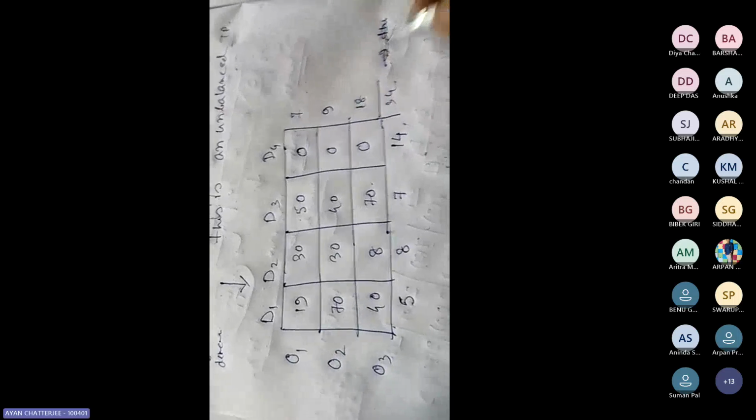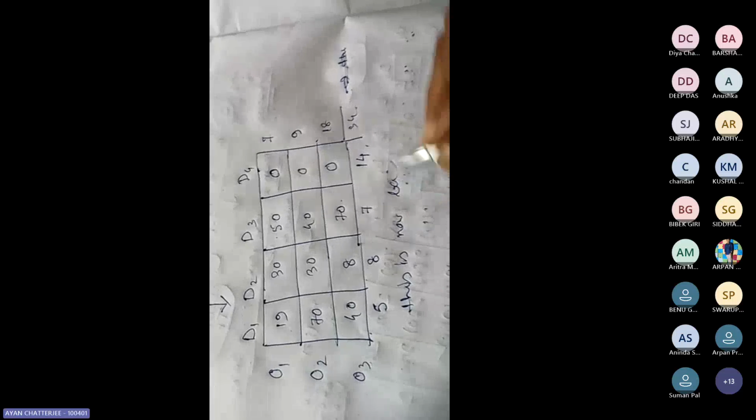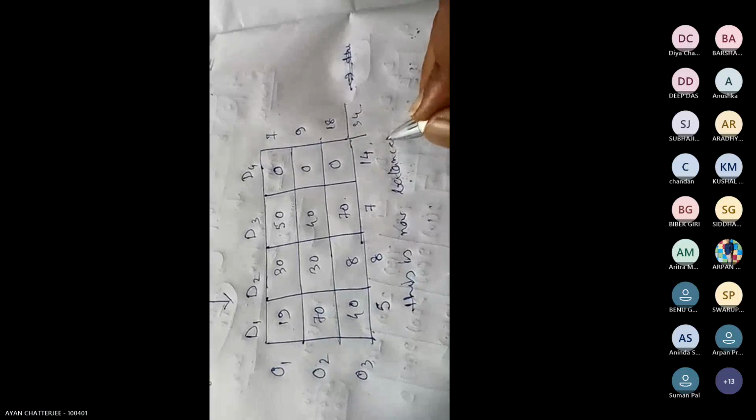It is better to solve it from here, otherwise I have to write down another step. So this is now a balanced transportation problem.